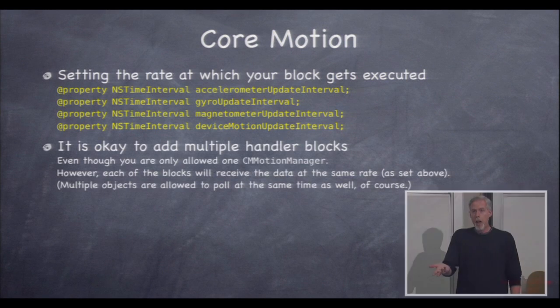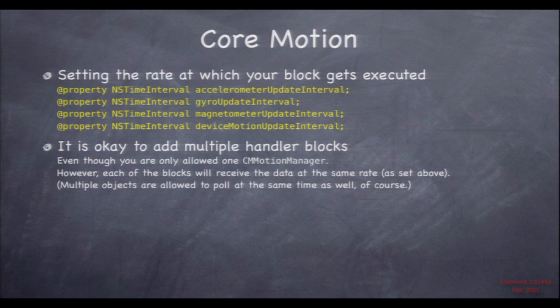And it is okay to add multiple handler blocks. In other words, you can call start accelerometer updates with this block, and then you can call it again with this other block too. So you could have two different blocks going on, but they all will share the same data rate. Okay, and this is where having a shared CMMotionManager can possibly be a disadvantage, but it's intentional that you only want to have one because you really don't want it reporting at different data rates unless they were an exact multiple of each other, one at 25 hertz, one at 50. That would probably not be bad.